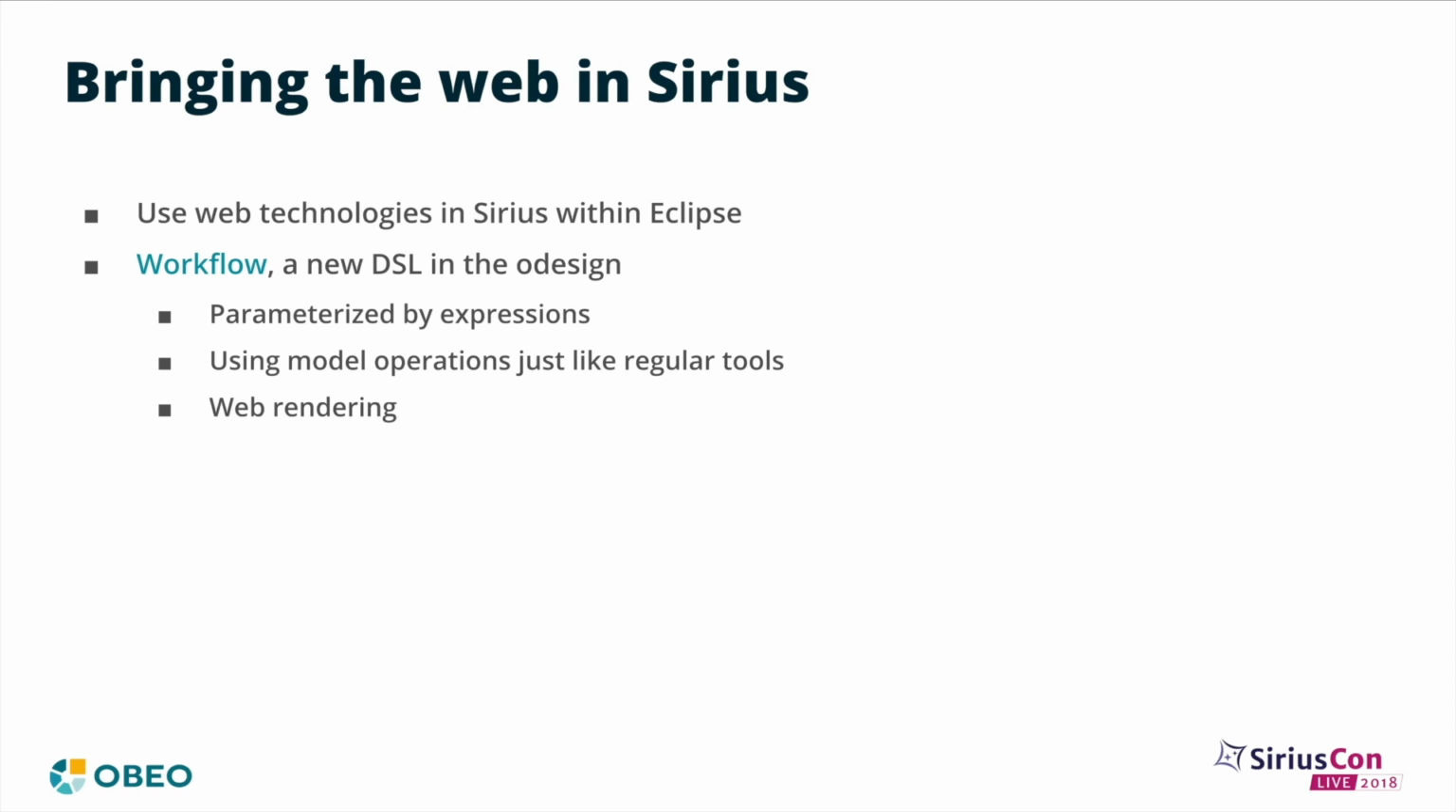This DSL lets you parameterize an editor in which you can show some actions for your end users. As usual, this DSL can be parameterized by expression using GraphQL or Java services. You can also use model operations in a similar fashion as in the tools of your Sirius diagrams. This time, the rendering is done thanks to web technologies instead of SWT widgets.